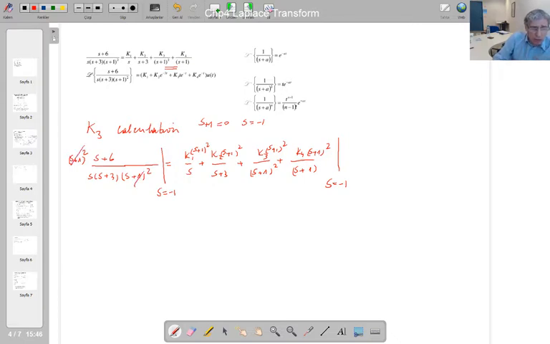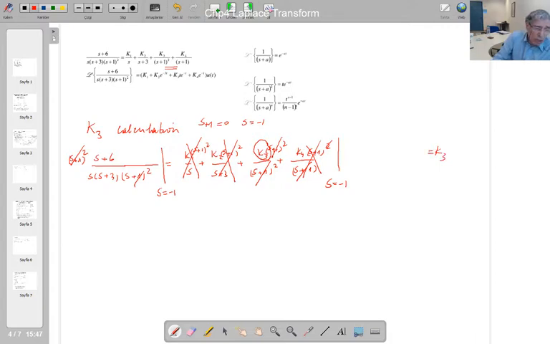On the left hand side, we replace s with minus 1. On the right hand side, if we replace s with minus 1, the other terms are going to be 0, because the (s plus 1) squared factor has disappeared. What is left is K3 here. In the last term, if you put s equal to minus 1, that's going to be 0 as well. So the right hand side is K3.